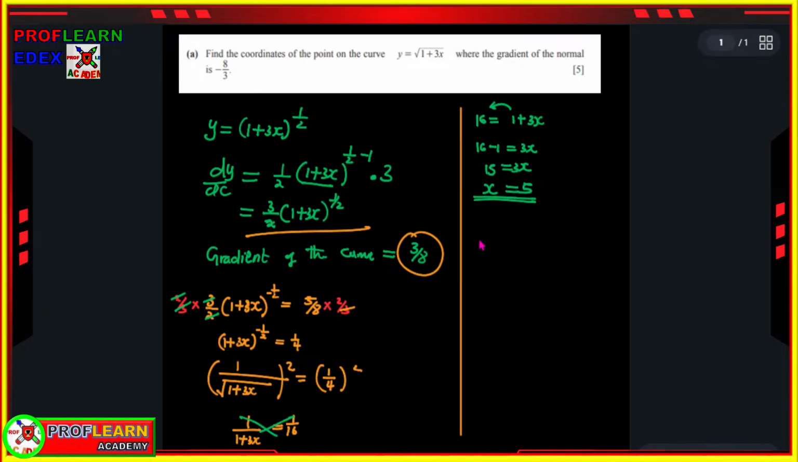So if we want the value of y, we are going to say it is the square root of 1 plus 3 times the value of x, which is 5. And definitely this is going to translate to the square root of 16, and the square root of 16 is going to be 4. So our answer becomes (5, 4) as the correct coordinate in that case.